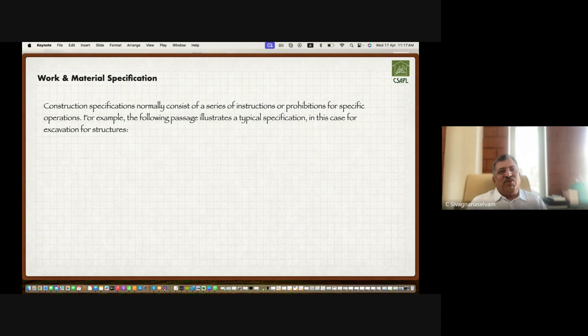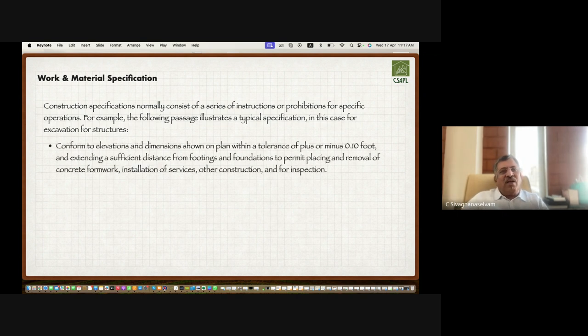Work and material specification. Construction specifications normally consist of a series of instructions or prohibitions for specific operations. For example, conform to elevations and dimensions shown on a plan within a tolerance of plus or minus 0.10 foot, and extending a sufficient distance from footings and foundations to permit placing and removal of concrete work, installation of services, other construction, and for inspection.